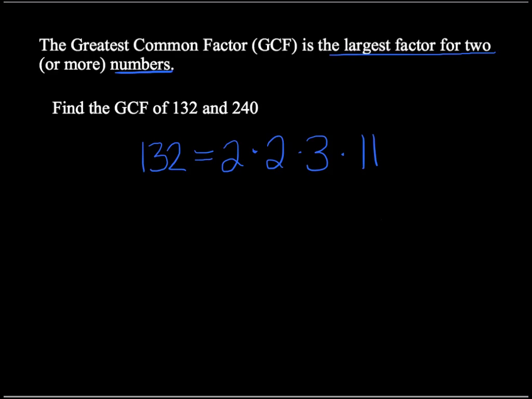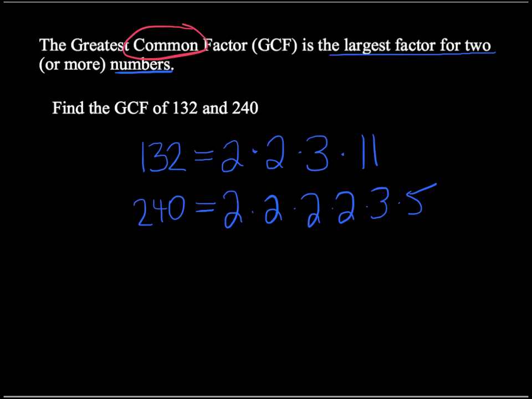Okay, here we go. And there it is. 240 is 2 times 2 times 2 times 2 times 3 times 5. Okay, so there we go. Those are the prime factors. Now, why does it help? Because we're looking for common factors.